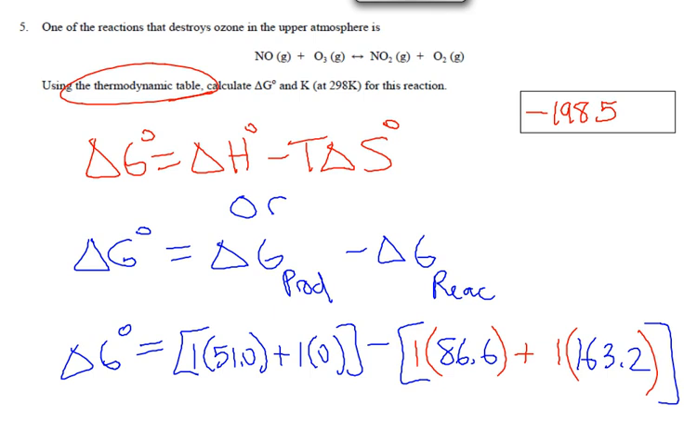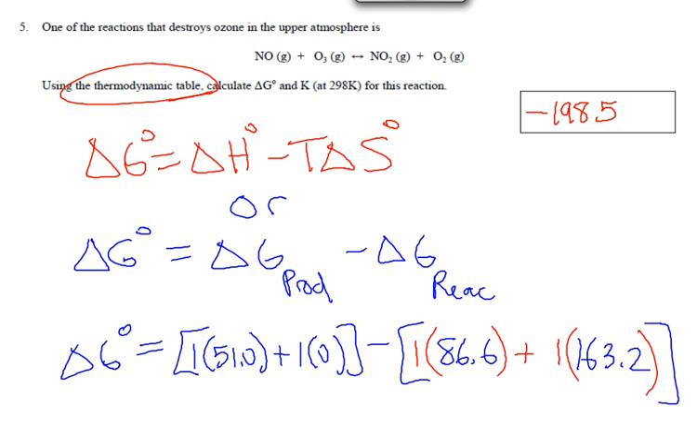Would you think that that entropy value is positive or negative? I have no guess. Why don't I have a guess? There's nothing I can latch onto. I have no idea. There's no way to predict it. You would have to just look up the values to figure it out. And you would do the products minus the reactants. None of the values are zero. None of them are at absolute zero for entropy.